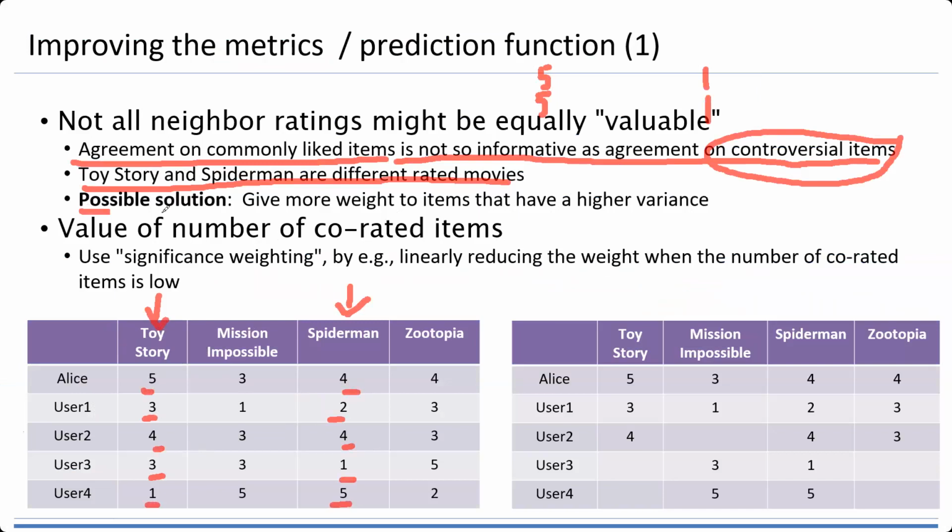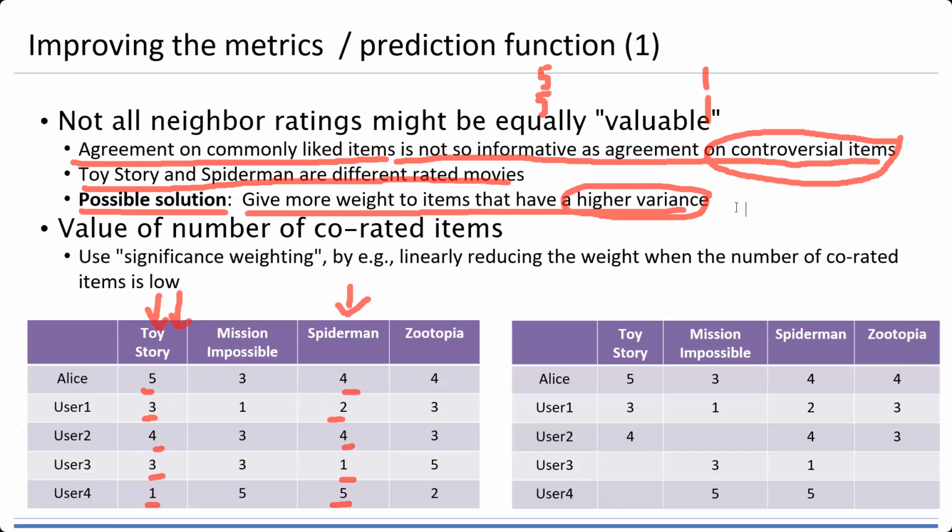The other possible solution, when the nearest neighbor ratings may not be valuable, is to give more weight to items that have higher variance. What does higher variance mean? If all users give this movie 5, 5, 5, 5, 5, it is low variance.